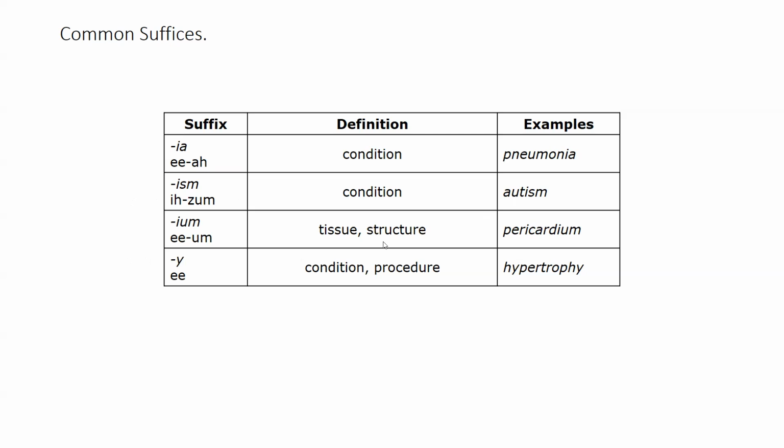-ium means either a tissue or a structure. So if we break down this word, -ium means the tissue, peri means around, and of course card means the heart. So this is actually a sac that surrounds the heart. And we've seen this before. -y means a condition or a procedure. So hypertrophy, in this case, it means condition, not a procedure. So it's a condition of lots of growth.